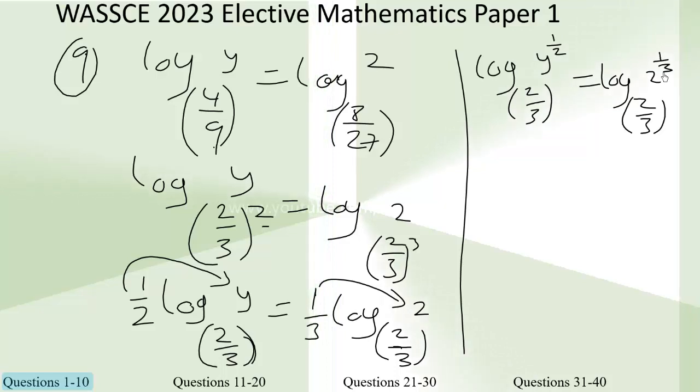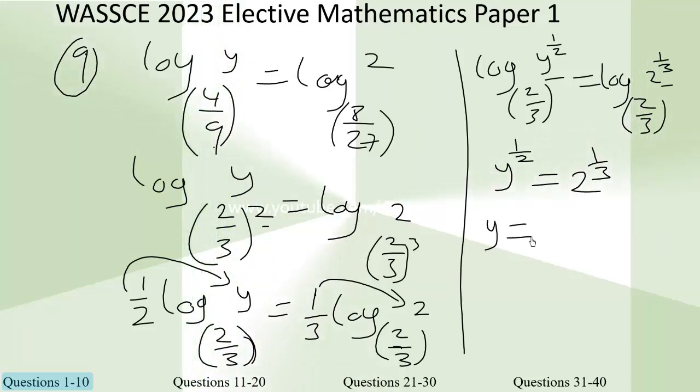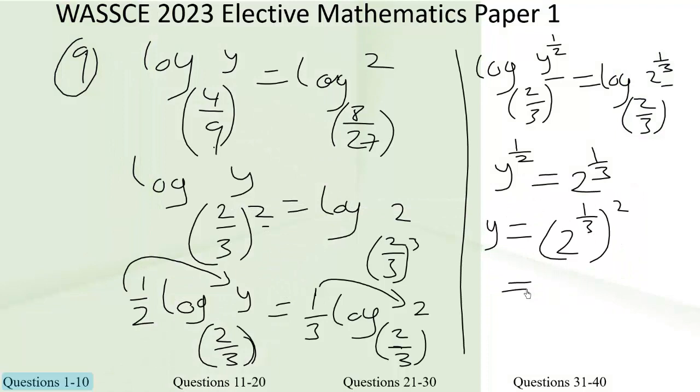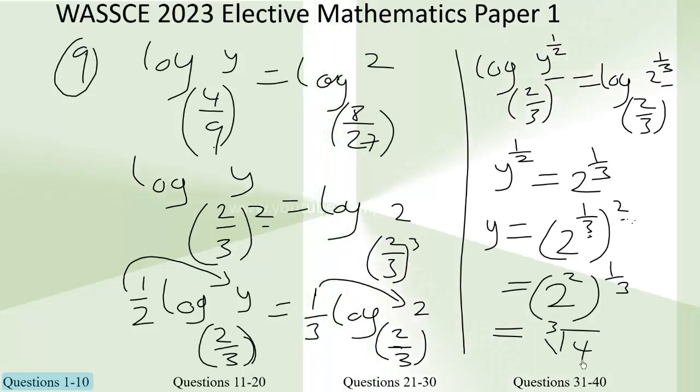So since the bases are the same now, we can equate the numbers. So y exponent 1 over 2 is equal to 2 exponent 1 over 3. So we square both sides to get y is equal to 2 exponent 1 over 3, exponent 2. Now that will give us y equal to 2 squared exponent 1 over 3. So we can swap their positions and it will not affect it. So that will give us cube root of 4. So the correct answer is option B.